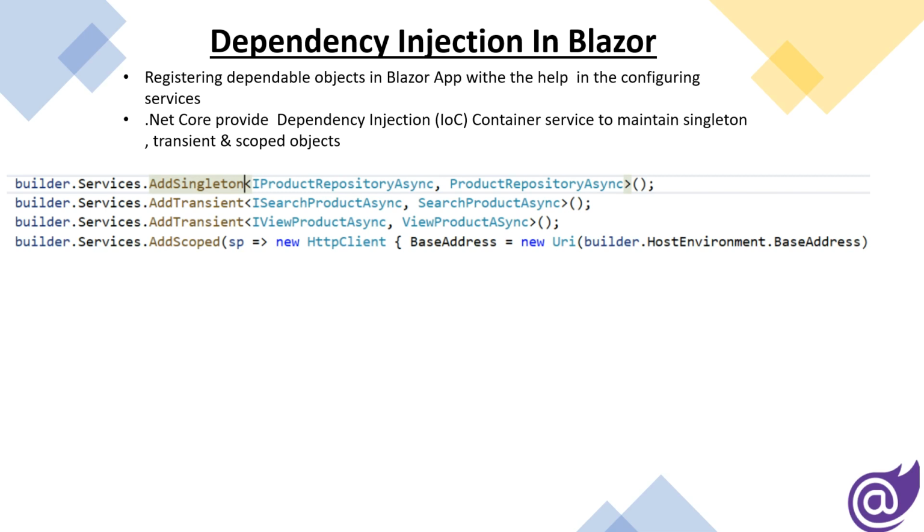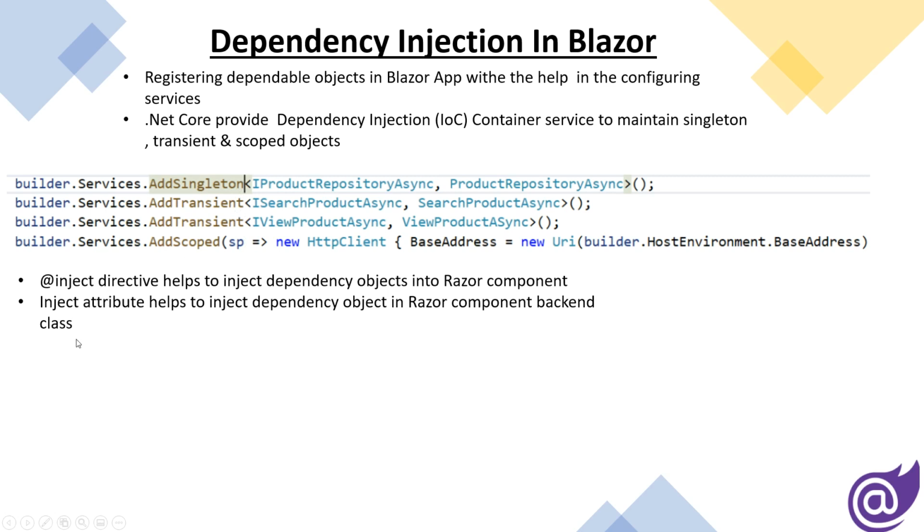In the startup.cs file, we have two kinds of functions: ConfigureServices and Configure. In ConfigureServices, we can define the services. In Configure, we are configuring the middlewares. So in ConfigureServices, we are defining the services. Yes, in the startup class.